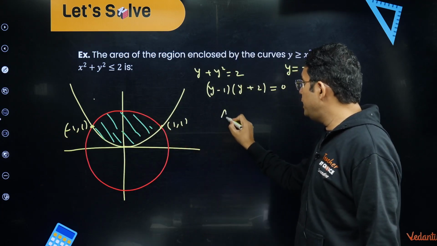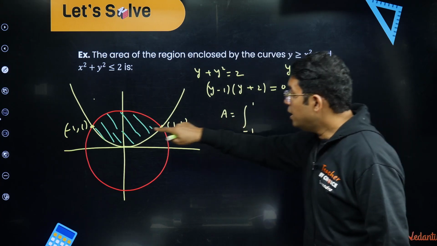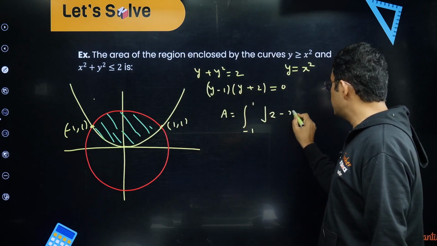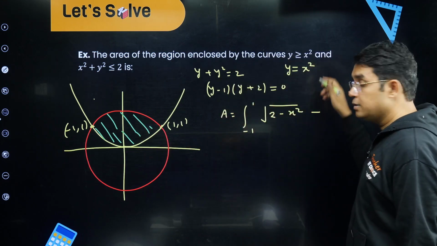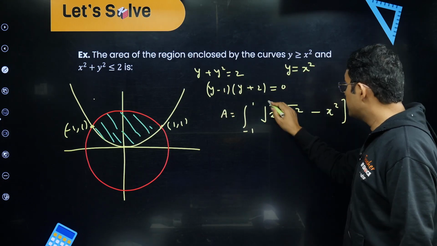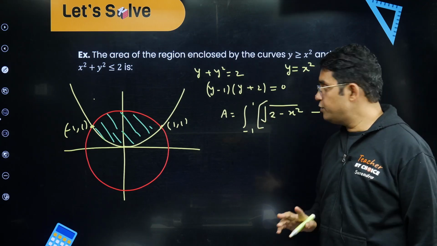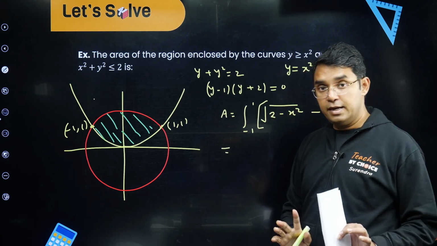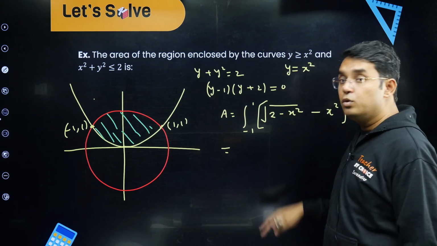So the required area will be from minus 1 to 1. Above is the circle, which you can write as root of 2 minus x square, minus from below it is given by this parabola, so minus x square dx. So this is the area which we are looking for. Now to do the integration of this, there is one result that everyone must remember. That's a very big result, or you can do substitution.